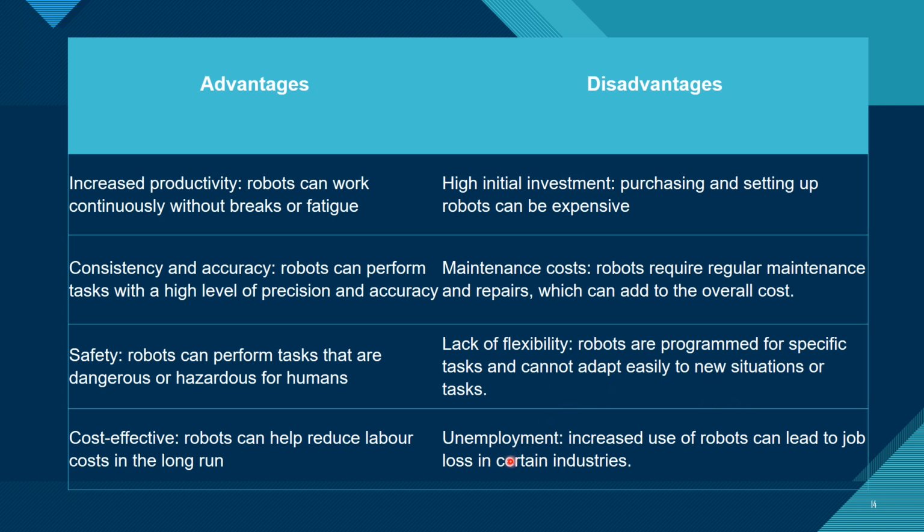And the most important risk for human beings is unemployment. The increasing use of robots can lead to job loss in certain industries, not just certain industries but in most of the industries. So it's quite an alarming situation for humans that robots are actually going to replace humans in a lot of fields.